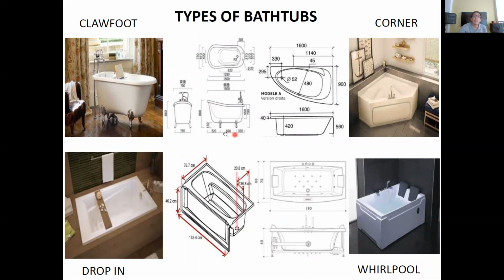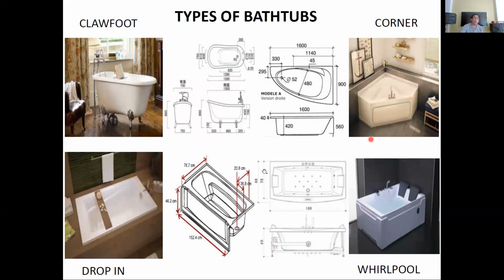These are the different dimensions of the bathtub. The width of this claw foot bathtub is about 755 millimeters, and the total length is about 1,500 millimeters to 1,280 millimeters. This corner bathtub is approximately 1,600 millimeters long, and the width is about 900 millimeters.